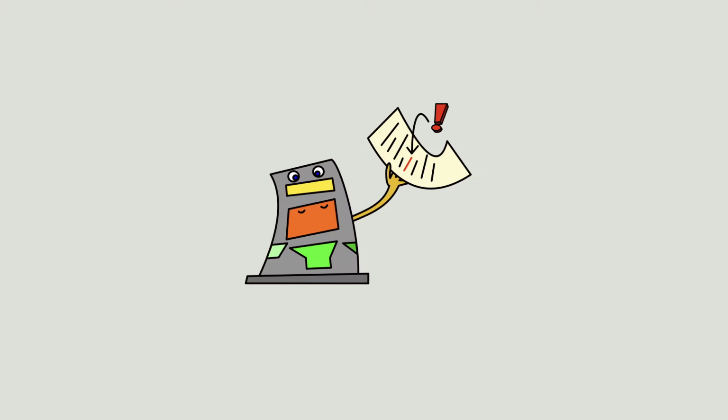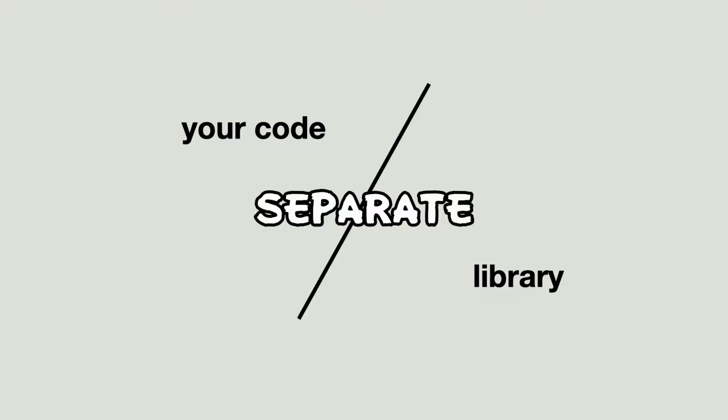When errors occur, it gets hard to find the problem. Is it your code or their code? It would be great to separate your code from the library, but how can this be done?